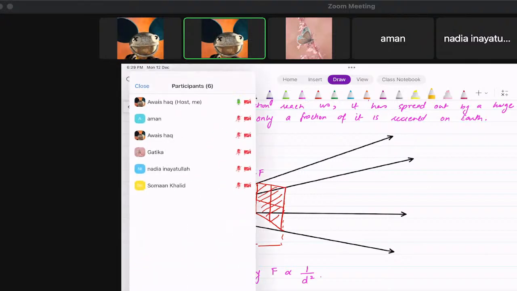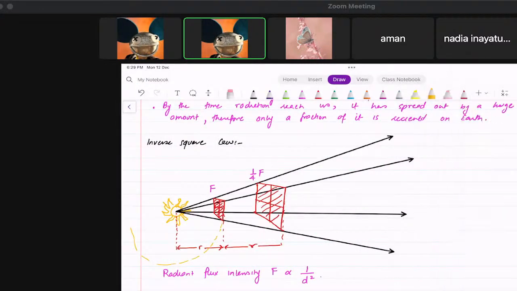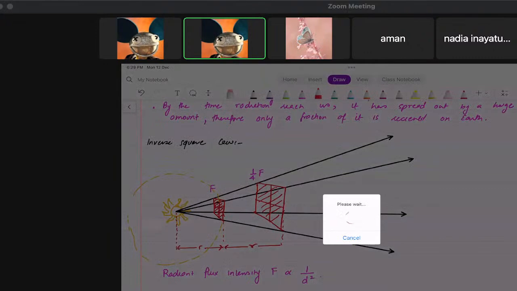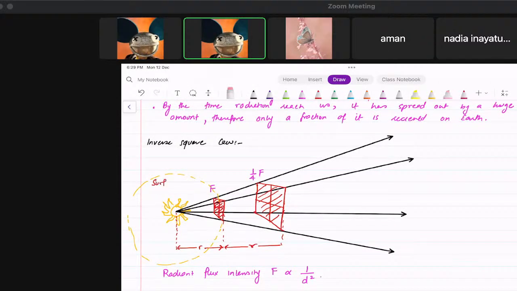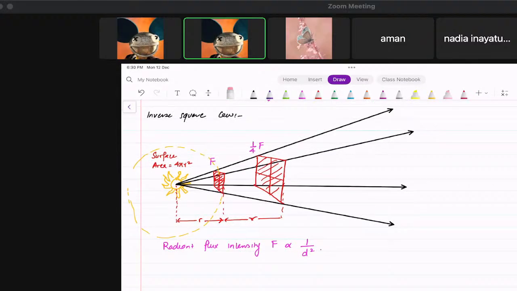Star has this much, suppose initially the surface area, okay? The surface area is 4 pi r square of the star. And then as you go another r from the surface, like the radius equal to a radius of the star, if you go to 2r, because of the function of square, the intensity reduces to a quarter. Do you understand?